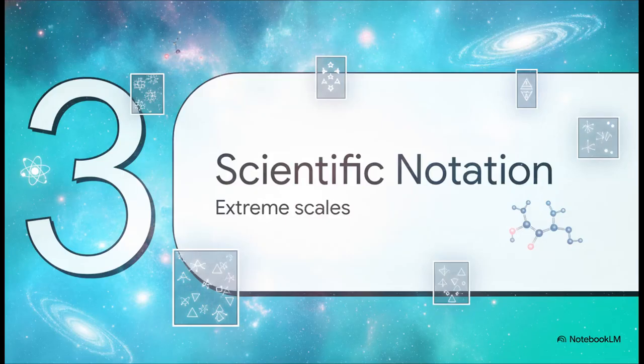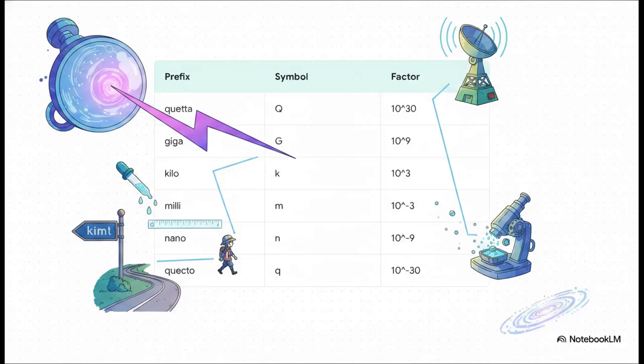Okay, moving right along to part 3, extreme scales, and how we handle them with scientific notation. To scale our base units to match the crazy extremes of reality, we use metric prefixes. We just snap these prefixes directly onto our base units to create decimal multiples or submultiples. So, a kilo means 1,000, making a kilometer exactly 1,000 meters. Milli means 1,000th, making a millimeter 1,000th of a meter.